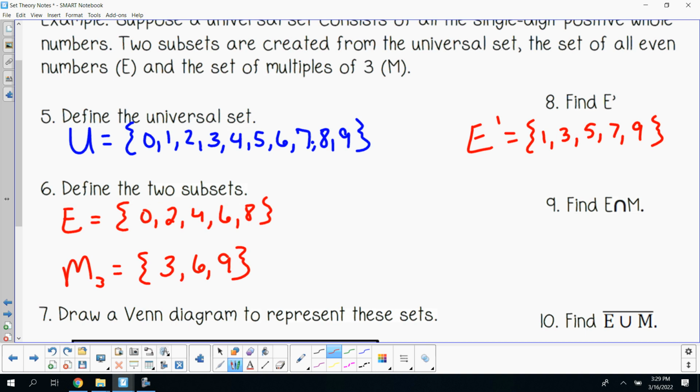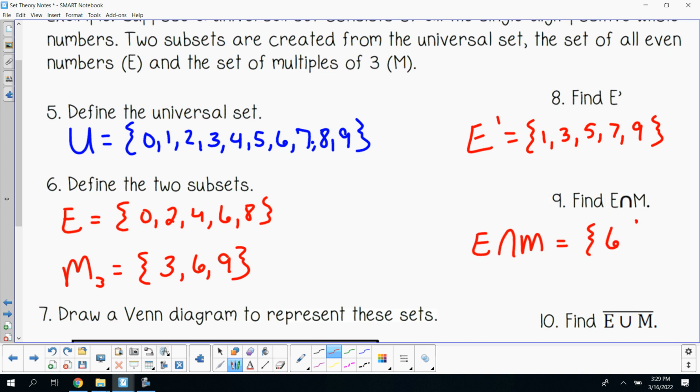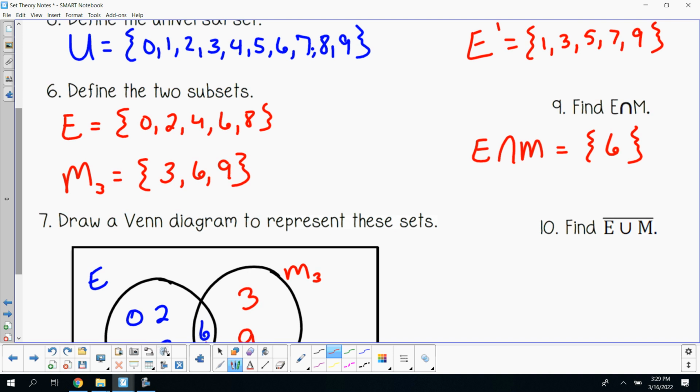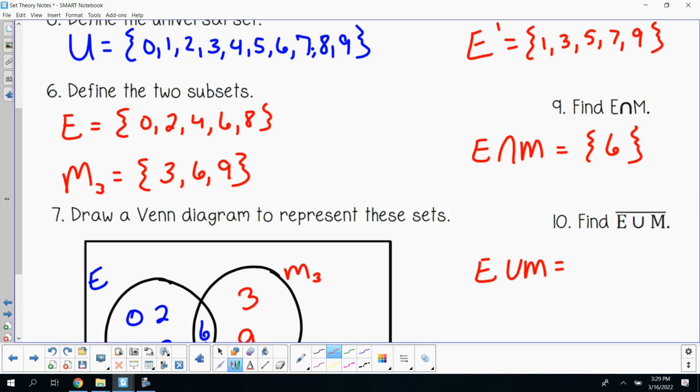The intersection of our two elements, E and M, is just going to be the number that they have in common, which is 6. And then we're going to find the union of our two sets. And that's going to be 1, 5, and 7.